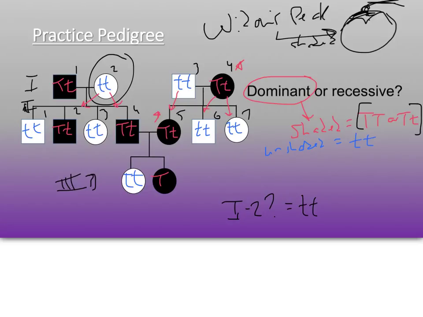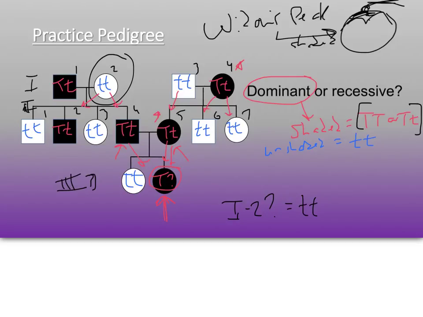Now, the catch comes with this person. Because all we know is that her parents are both heterozygotes, she might be big T, big T, right? Or she might be big T, little t. So for this person, we'd write big T question mark. Because we don't know what the rest of her genotype is. But we do know that she has that big T, which got her shaded in.